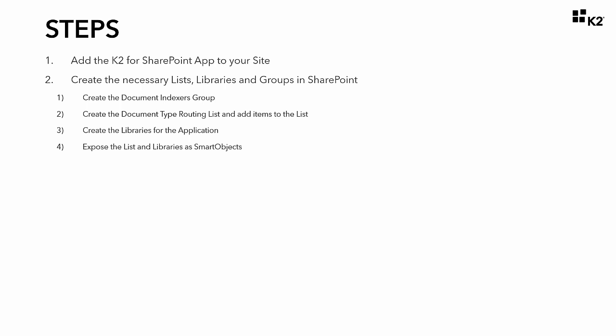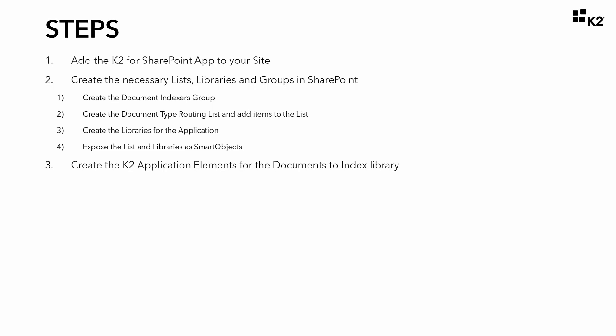Let's quickly look at the steps we will take to build this application. In step 1, we will add the K2 app to a SharePoint site, take time to configure it, and drop the work list app part on the landing page of the site. During step 2, we will create our data sources for this application by setting up the necessary lists, libraries, and document indexer SharePoint group that will be used by the K2 application. Step 3 will walk us through creating the K2 application off of the Documents to Index library, since this is going to be where documents that need to be indexed will be dropped. We will want the workflow to originate off of each document in this library as they are added to it.